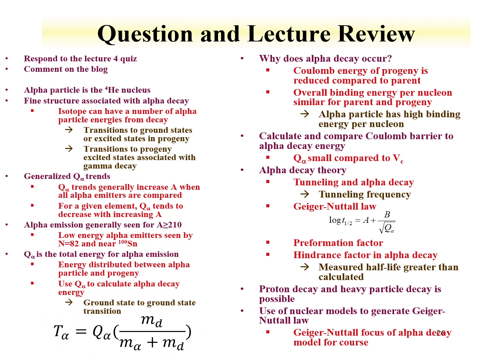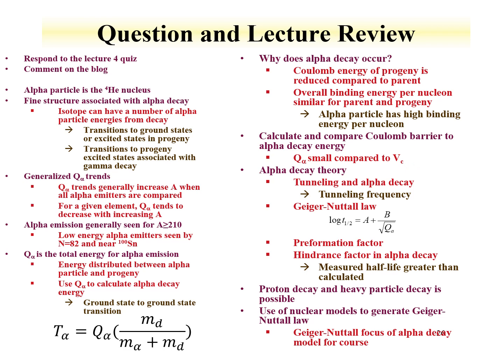This lecture also discussed why alpha decay occurs. There are two driving factors. One is that the Coulomb energy of the progeny is reduced compared to the parent because you're releasing 2 protons along with the 2 neutrons in the alpha decay. And the binding energy per nucleon is similar for the parent and the progeny. This is because the alpha particle also has a high binding energy per nucleon. You should be able to calculate and compare the Coulomb barrier to the alpha decay energy. And you should see that the alpha decay energy, or the alpha Q value is small compared to the Coulomb barrier.